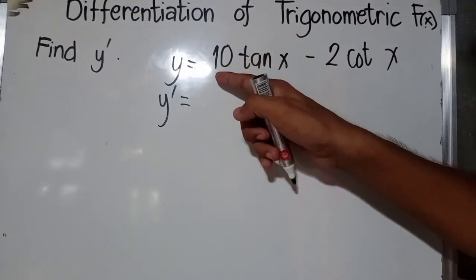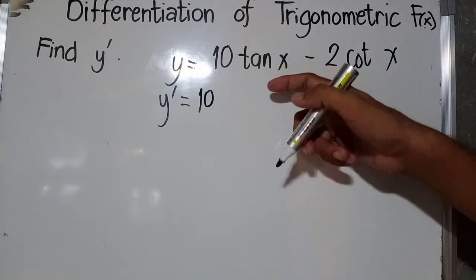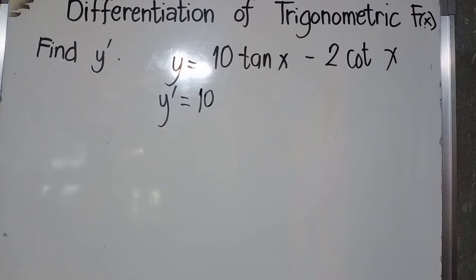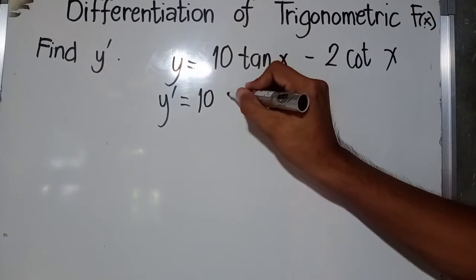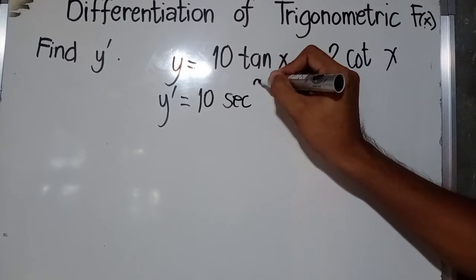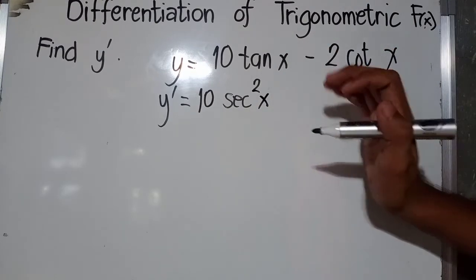So, again, the shortcut is get the constant, 10. Then, what's the derivative of tangent? So, again, if you can still remember, the derivative of the tangent, kapag may tangent siya, ay squared, naka-square. So, ano bang partner ng tangent? So, that is secant. Then, you have to square it, x. So, that's for the first term.